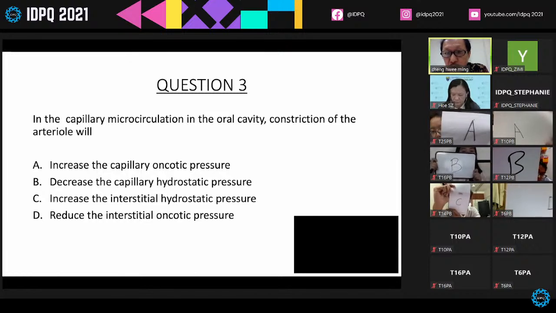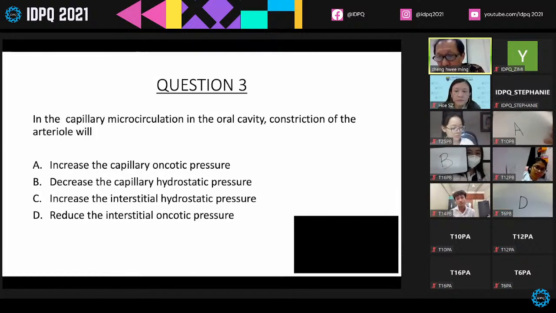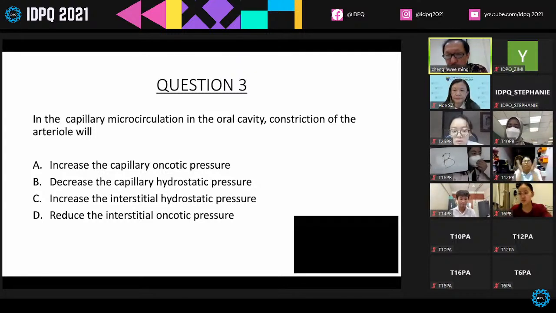Team 25, wrong. Team 10 is wrong. Team 16, that's correct, B. Team 12, B is correct. Team 14, C is incorrect. And Team 6, I can't see your answer, it is a blank sheet, right? Yeah, D is incorrect. Okay, I think the scorers have got that.